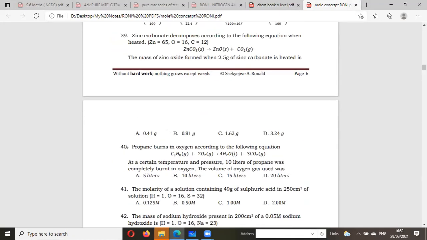I want an easy one, an easy one which is not going to make people cry. Now number 39. Are you seeing number 39?